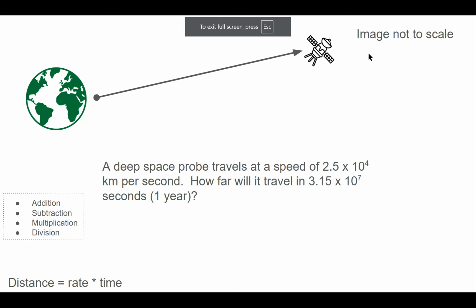We have a space probe traveling at 2.5 times 10 to the 4th kilometers per second away from the Earth. I'm just writing this down as I go. I'm going to put the units in here as well because I think it's valuable to see what happens when you actually include the units in your calculations. And then how far will it travel in 3.15 times 10 to the 7th seconds? So how far will it travel? It's asking about the distance, right?